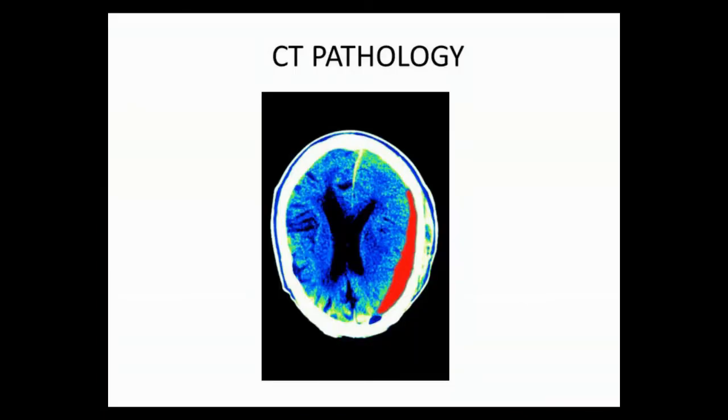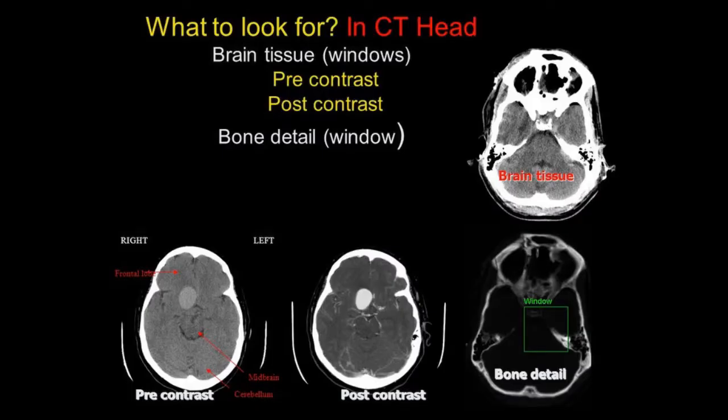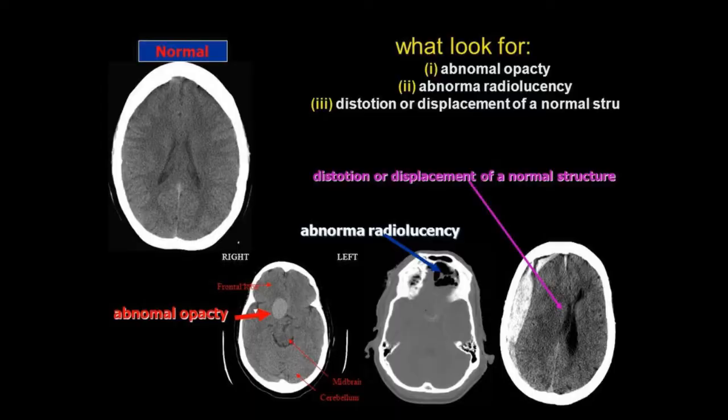Let's see some of the pathology. What to look for in head CT? We will see first brain tissue, pre-contrast, bone contrast, bone detail. After that, abnormal opacity, abnormal radiolucency, distortion or displacement of normal structure, any hematoma, any midline shift is there or not, abnormal radiolucency is there or not, any mass is there or not. Everything we need to see.